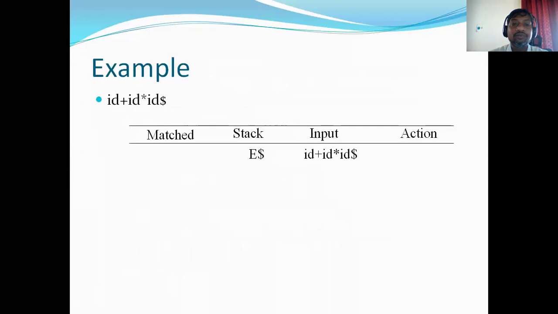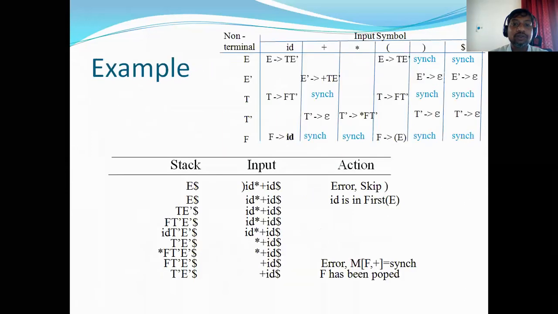So this is an example. You can see here E with close parenthesis. Is there an entry? E with close parenthesis, there is an entry called syntax error. Error, skip close parenthesis.